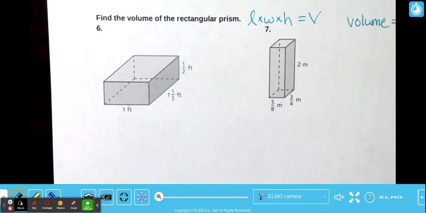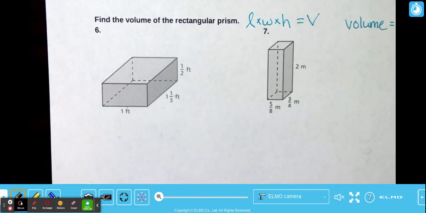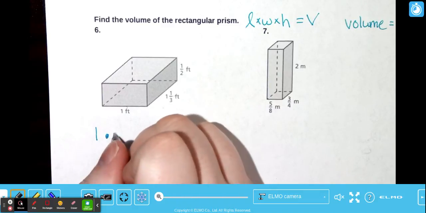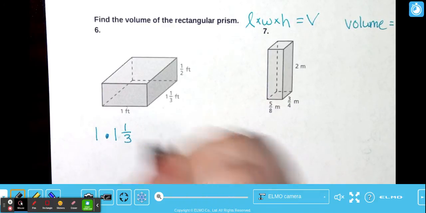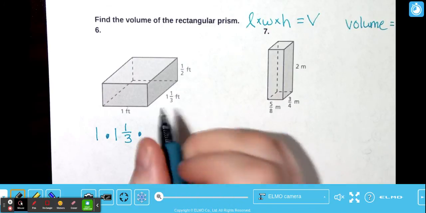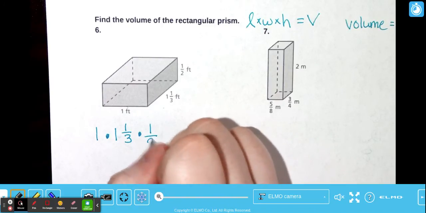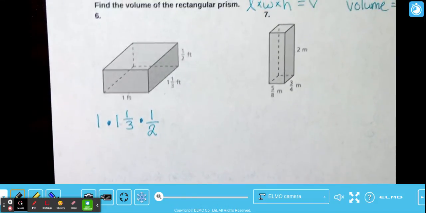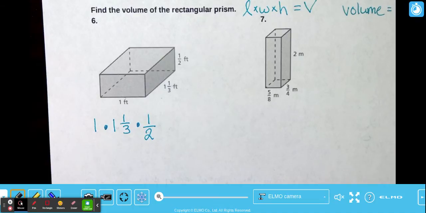Number 6 says find the volume of the rectangular prism. So we just do length times width times height. So what's our length of this first one? 1. What's our width? 1 and 1/3. Yeah. Times our height? 1/2. Okay, can I multiply these as is? No, what do I need to do? I need to make them improper.